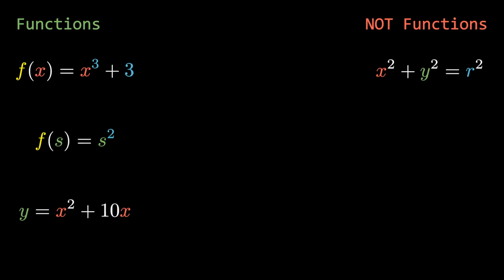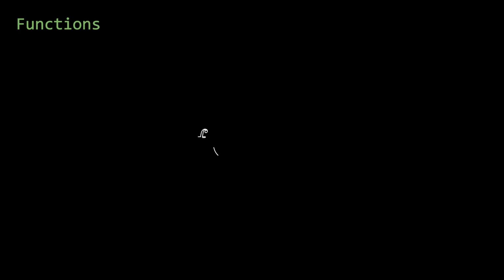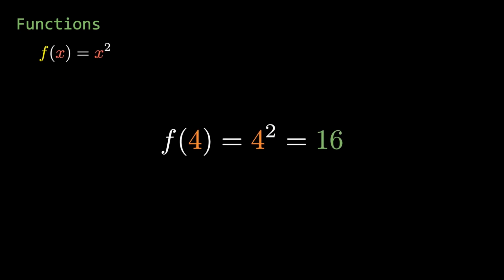Next, we learn how to find the output of a function, and consider the function f of x equals x squared. If we want to find f of 4, we just say f of 4 equals 4 squared, which is 16. So we just substitute the input and evaluate the given expression.